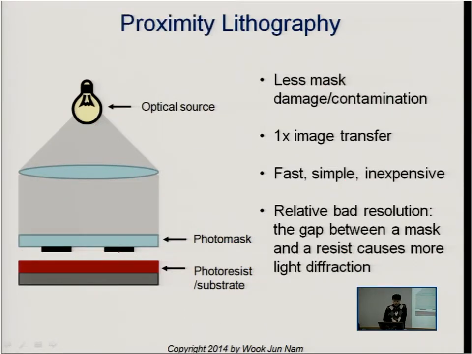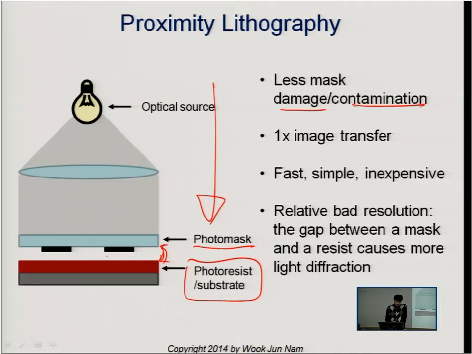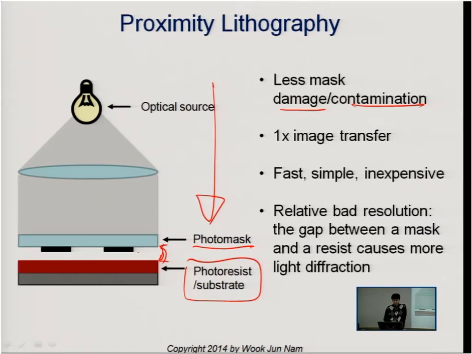Proximity lithography has the same kind of tool configuration, but there is a little bit of a gap. This gap between the photomask and the substrate reduces the damage and contamination on the photomask, but it makes the diffraction effect much bigger. So the resolution is relatively bad.